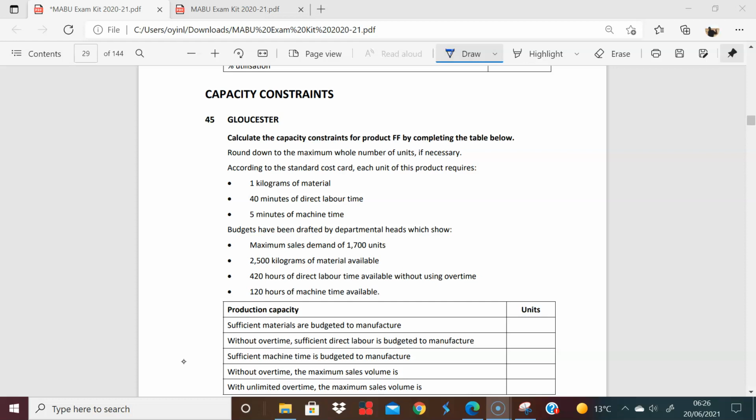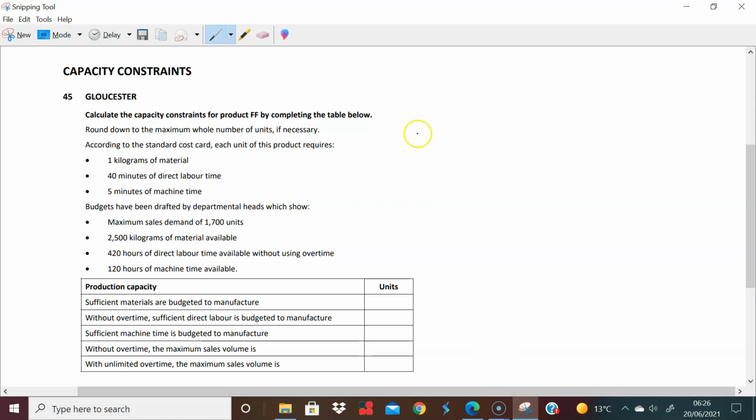So it says to make a unit of this product, you will need a kilogram of material, 40 minutes of direct labor time, 5 minutes of machine time, and you have demand. The demand out there, people want 1,700 units, but these are the raw materials that you have. So the question first of all just asks, do you have enough material to make how many units? Pretty straight. You have 2,500 kilograms available.